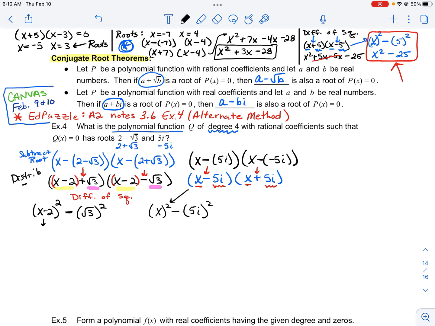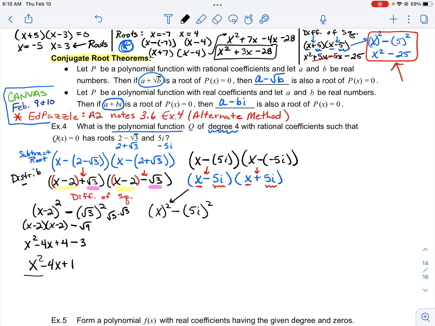The x minus 2 quantity squared, that means you're doing x minus 2 times x minus 2. That's x squared minus 4x plus 4. Then you'll be subtracting the square root of 3 squared. Well, the square root of 3 times the square root of 3 is going to be the square root of 9, which is 3. So when you square a radical, you get the radicand. This is going to leave us with x squared minus 4x plus 1.